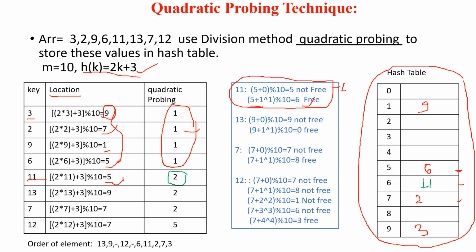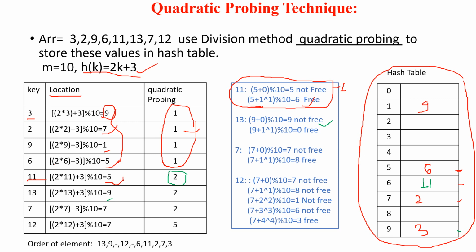If you calculate the index of the 13, you will get 9. Go and check if the 9th index is free. No, the 9th index is not free. Then what will you do? Apply quadratic probing and calculate the index. I have calculated 9 plus 0 square. If you do that, again you will get 9. Then you will say that this is not free. This is called the first probe, the first time search.